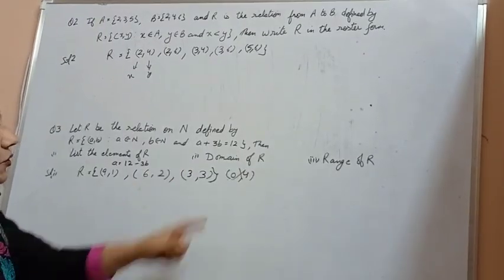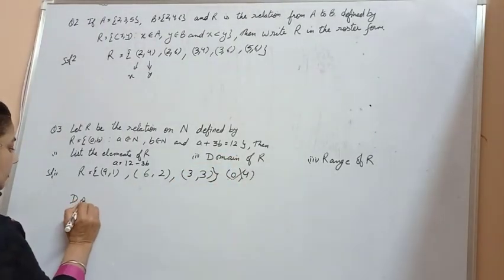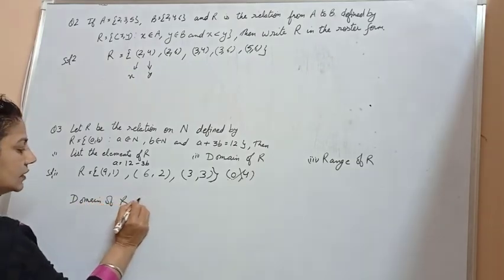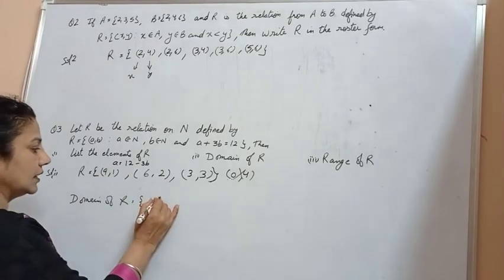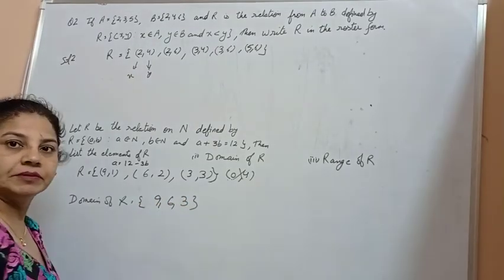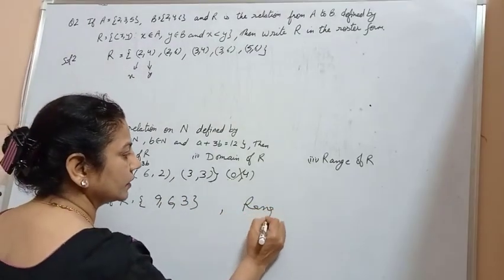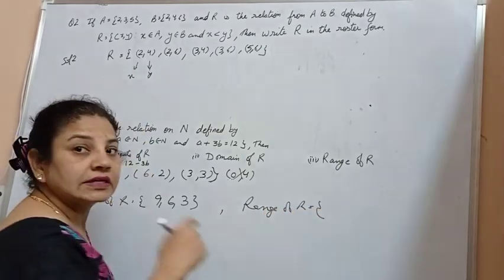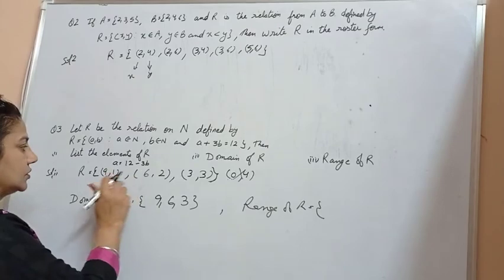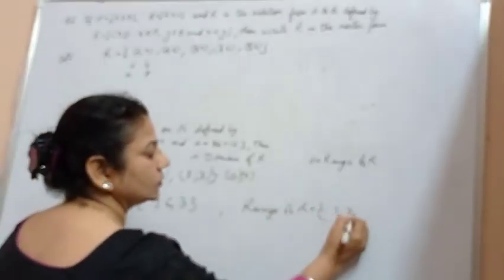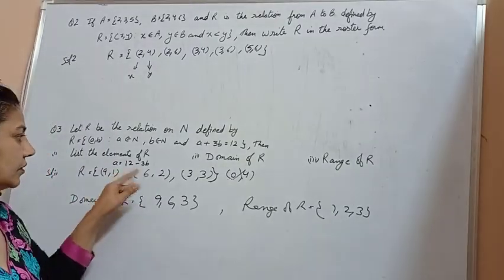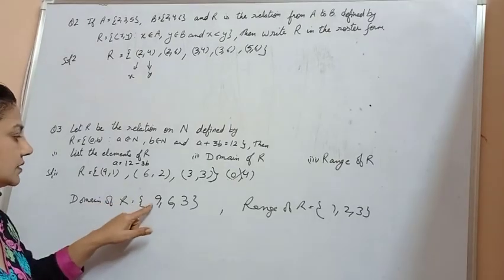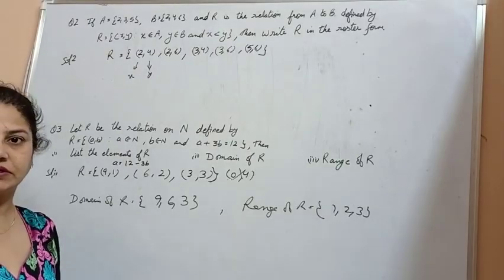Now next we have to write the domain of this relation. The domain of R is the value of x. We know that the first element in the given relation is the domain. So the first components 9, 6, 3 will be the domain. The range of R is the second component of this relation, 1, 2, 3. The range of this relation is 1, 2, 3, which is the second element, and the domain is 9, 6, 3, which is the first element of this relation.